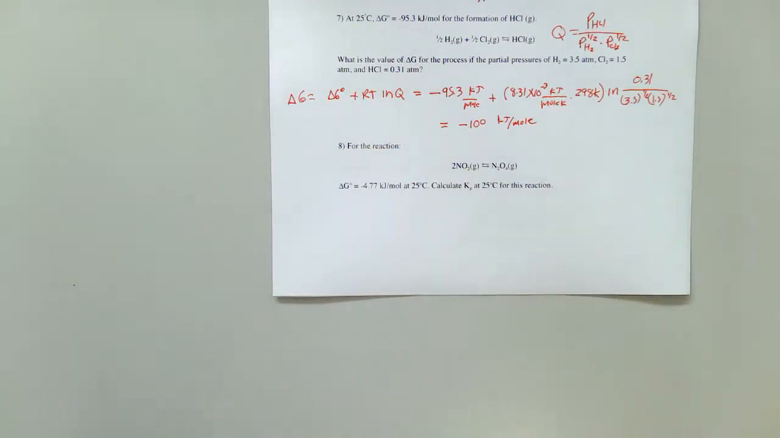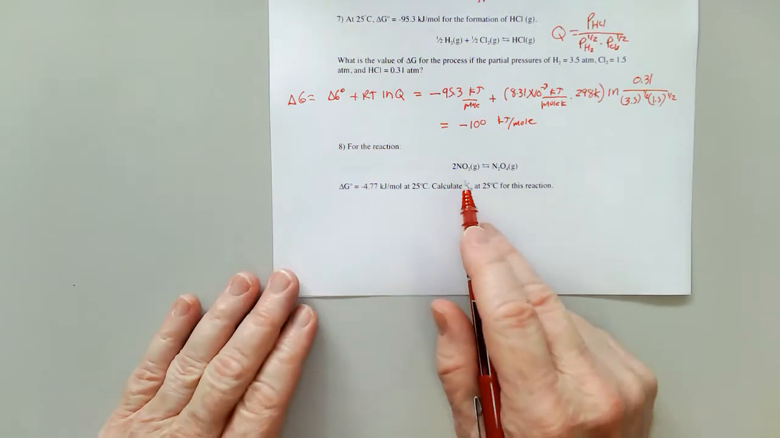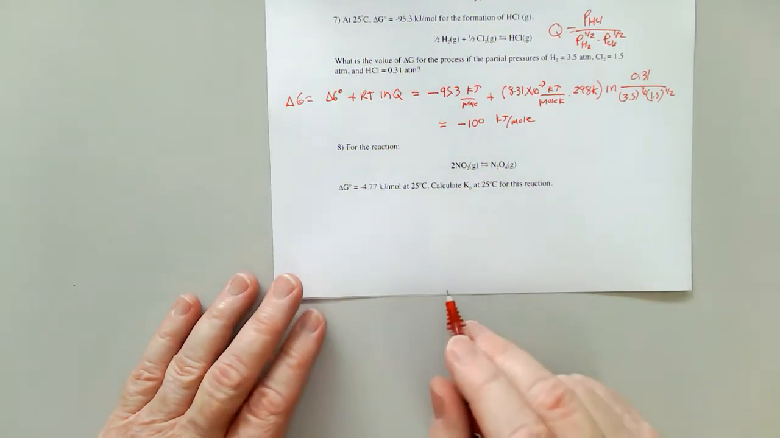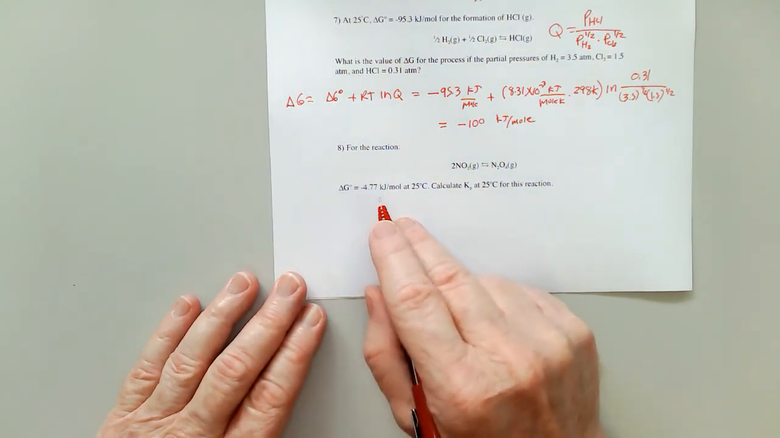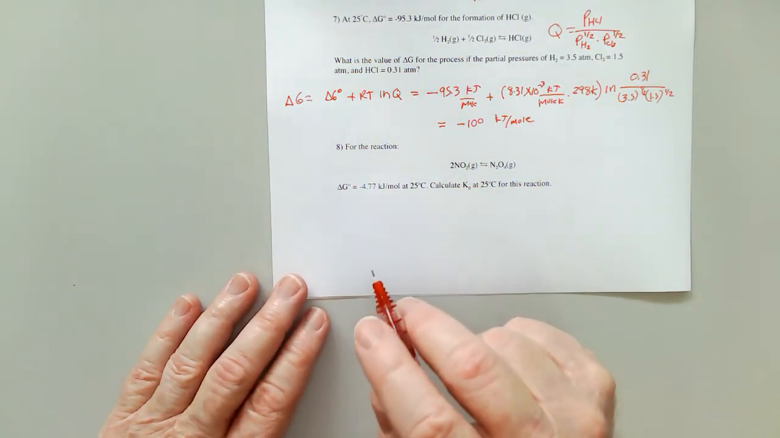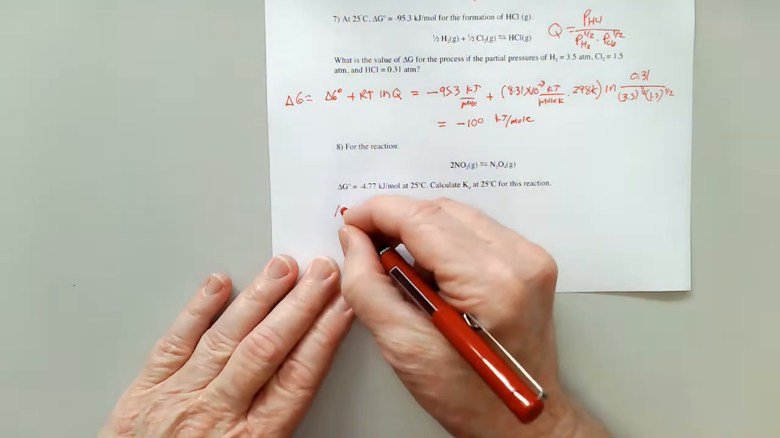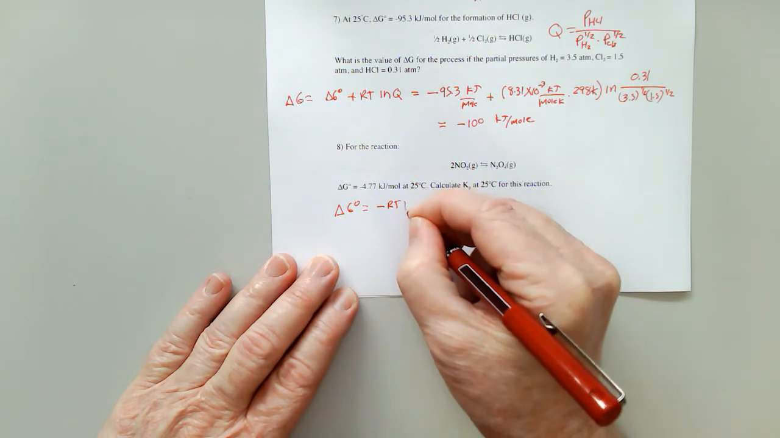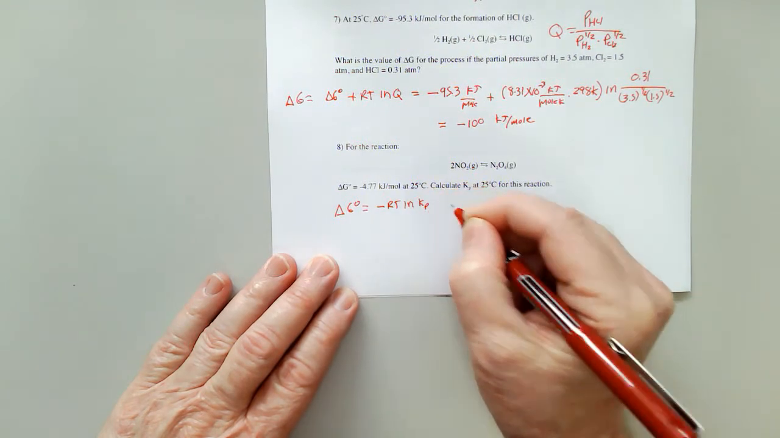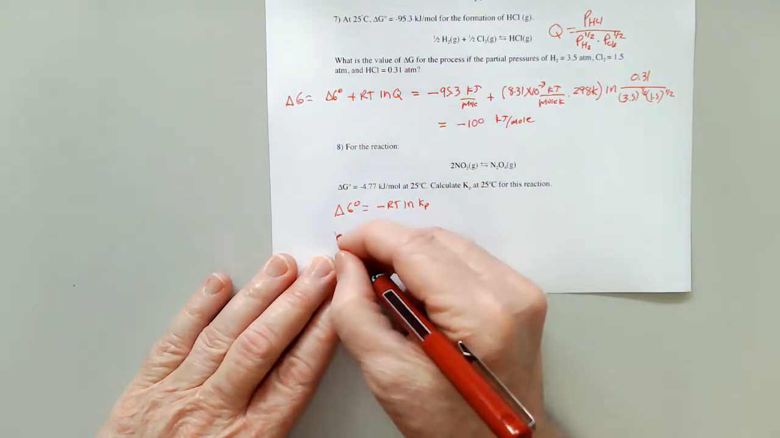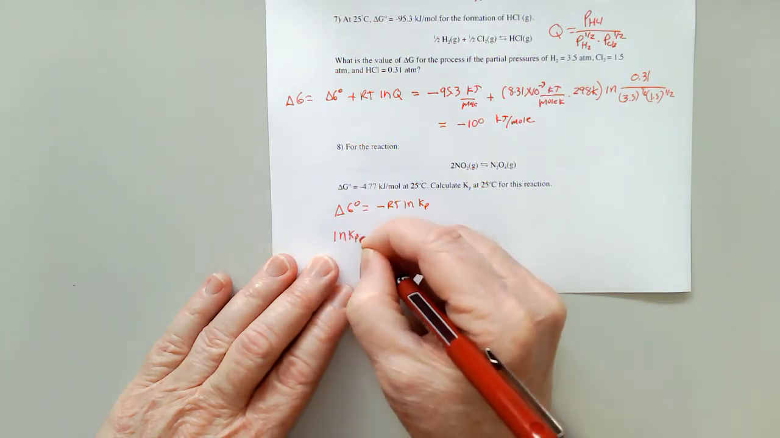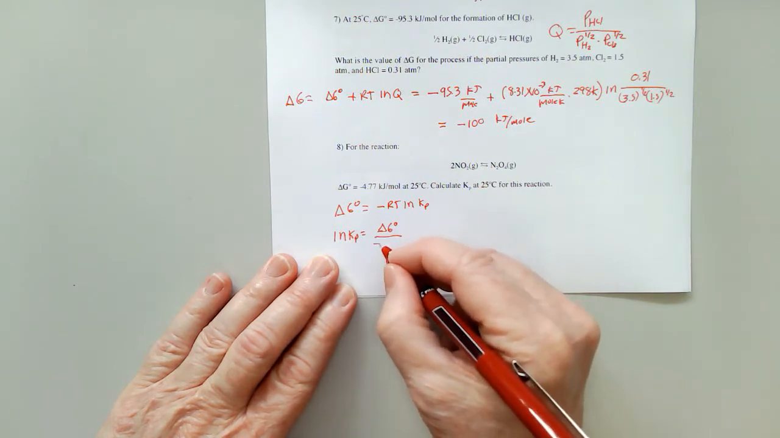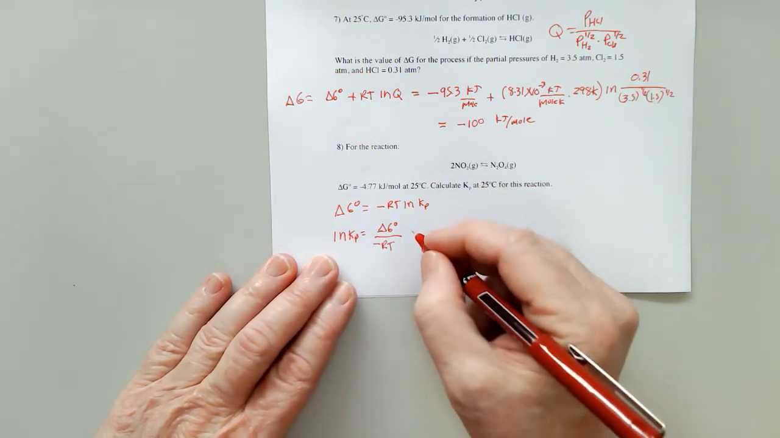Number 8. So here we have a nice reaction, the dimerization of N2O4: two NO2s becomes N2O4. We have delta G naught. We'd like to know the value of the equilibrium constant Kp. All right. If delta G naught is equal to minus RT ln of K, I can say that the ln of K equals delta G naught over minus RT.